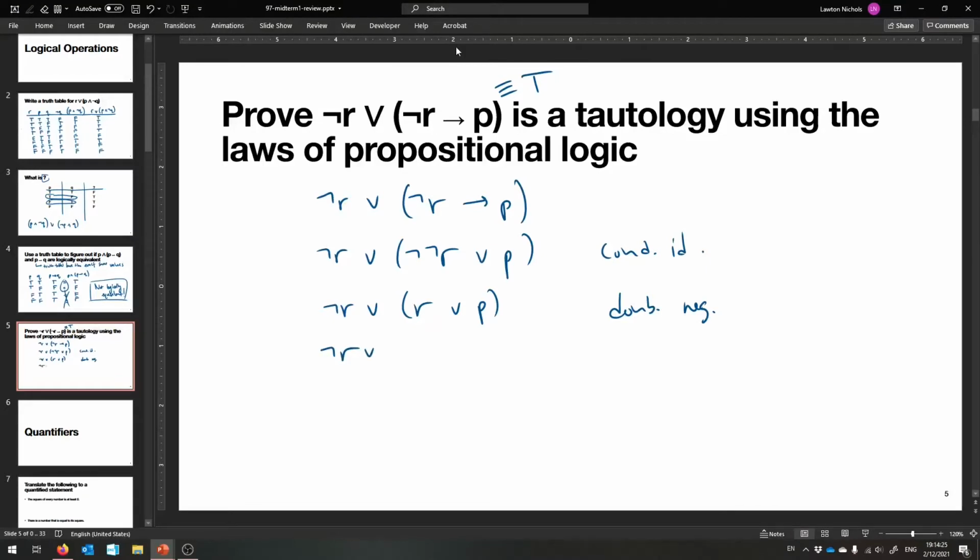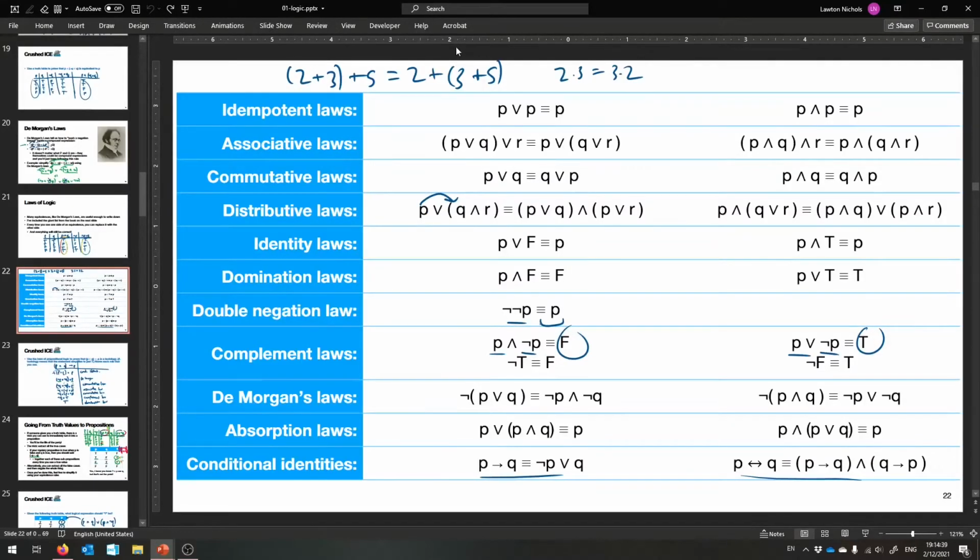Not R or R. That can be in parentheses, and the P can be all alone. That is associative law for OR. And, all right, now this, that we can get rid of, okay? Because we have a false thing and a true thing. So where is that? Where is that? That becomes just true.